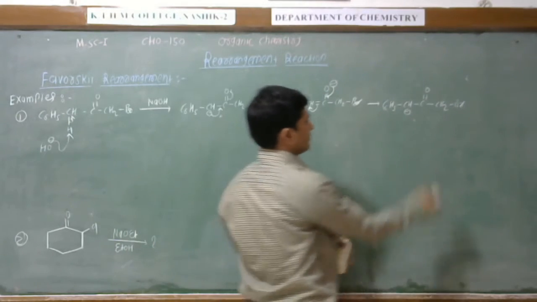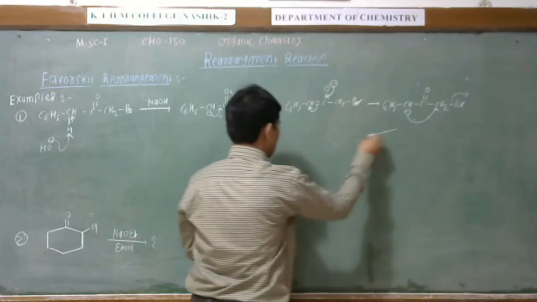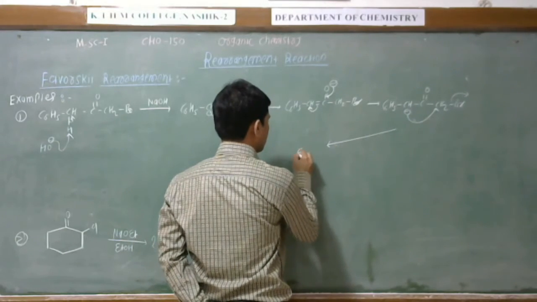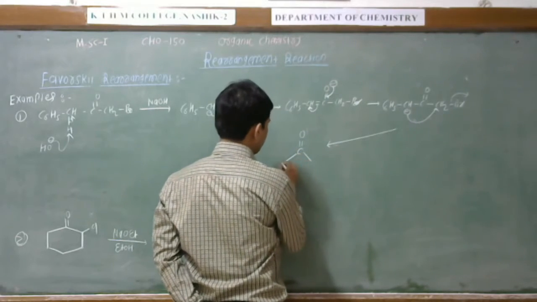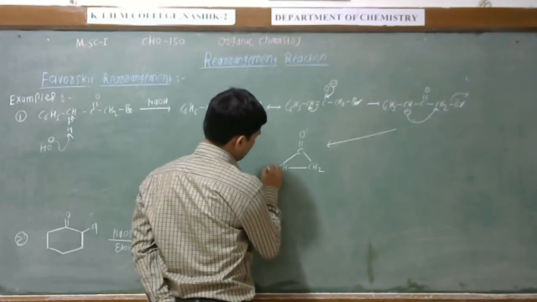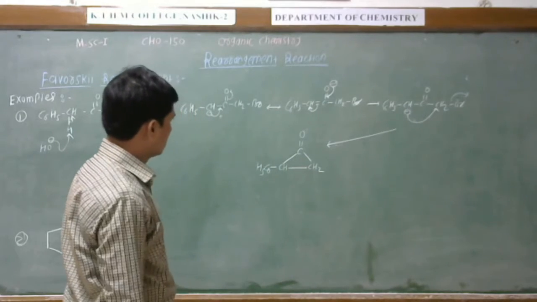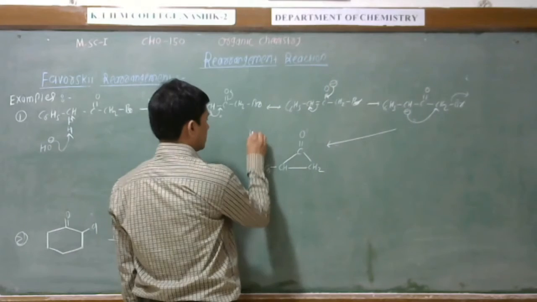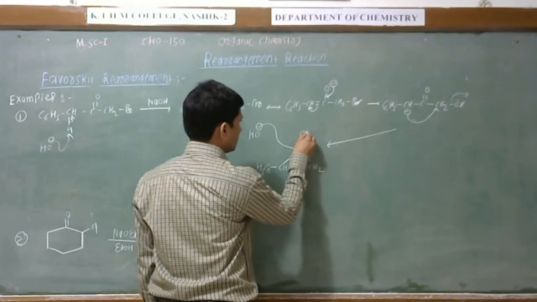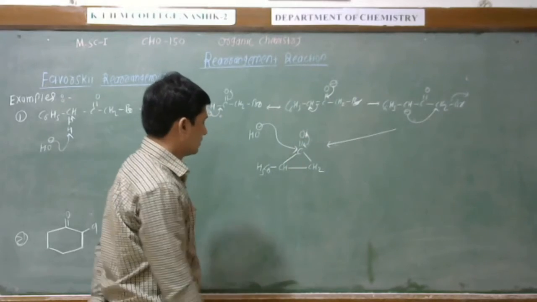Now we can write that this negative charge can attach to this CH2 and this bromine will be removed, and we get the cyclopropanone intermediate. This is the cyclopropanone intermediate. See, this is C6H5, C6H5. Now, when the hydroxyl group attacks as a nucleophile on the carbonyl carbon, the carbonyl will open. Again, it will be reformed.